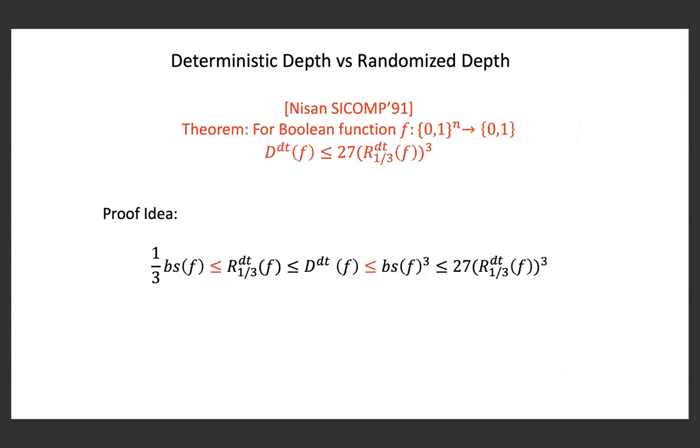So let me say how Nisan proved his result. What Nisan showed was that this block sensitivity is a lower bound on the randomized depth complexity. And the deterministic depth complexity can be upper bounded by block sensitivity to the power 3. And that's how he related both randomized depth and the deterministic depth. Okay.